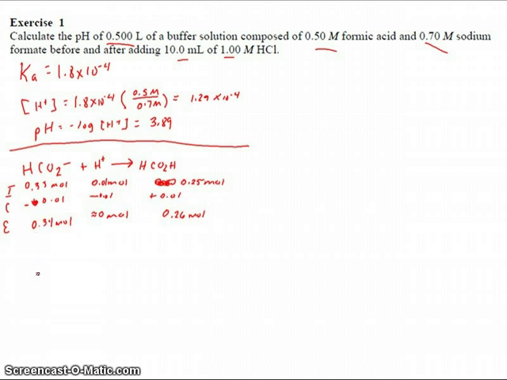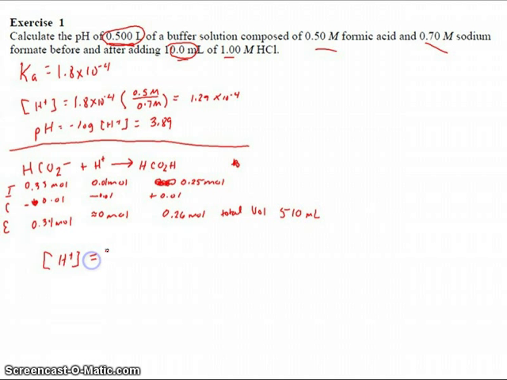And so now it's just a matter of reevaluating my H plus given these new concentrations. Something that's important here to note is that we had half of a liter and we added 10 milliliters to it. So my new total volume at equilibrium is going to be 510 milliliters. Just be aware of that.